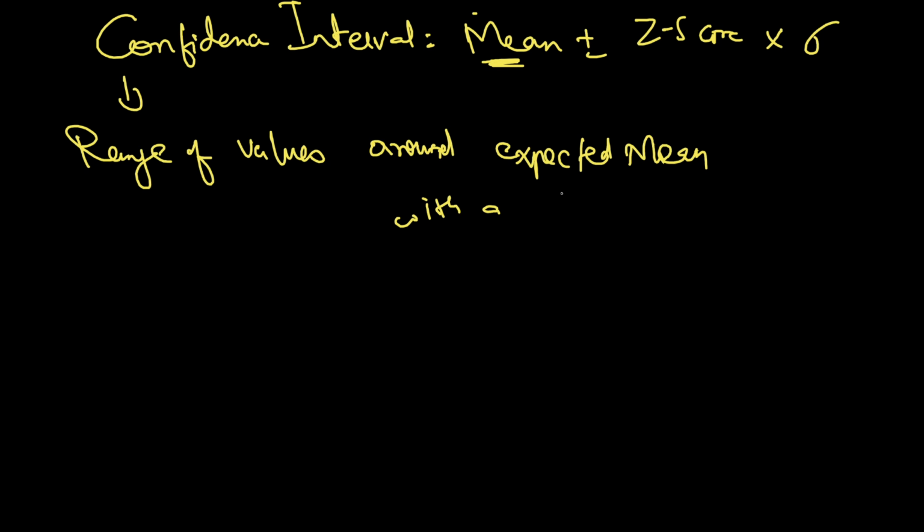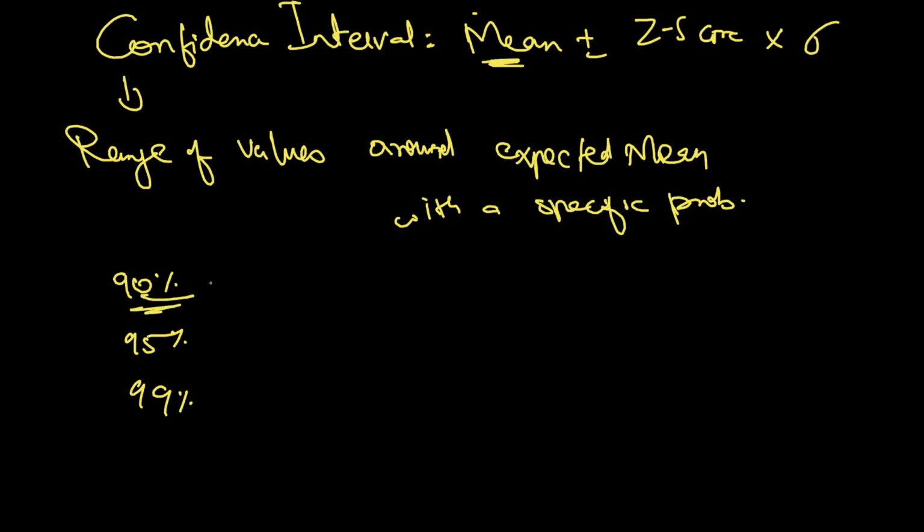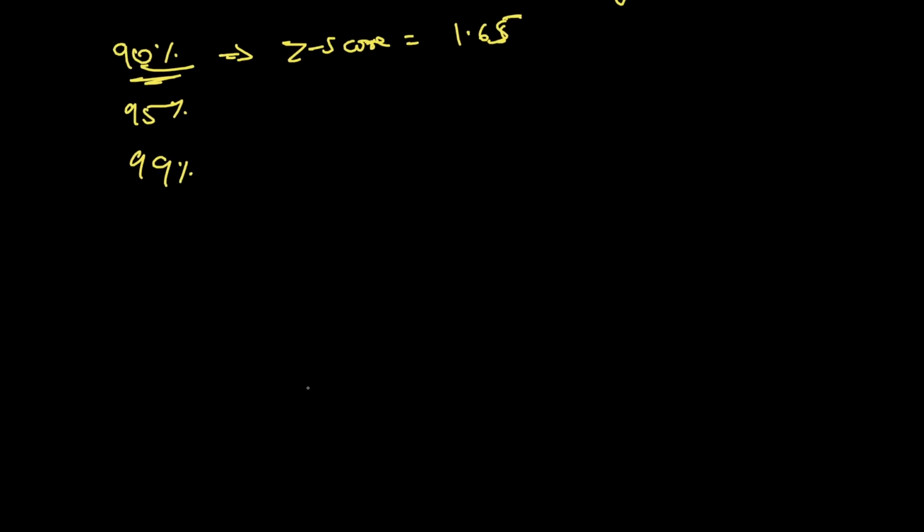With a specific probability. Generally we find out this confidence interval with 90% probability, or 95, or 99 percentage. So 90 percentage of the time, what will be the range of values? If that is the case, my z score will be 1.65. This is standard, already found out.